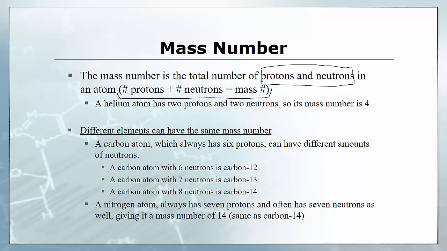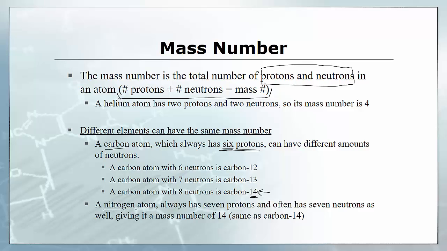So for example, the carbon atom always has 6 protons, but we can have a different number of neutrons. A carbon with 6 neutrons is called carbon 12, 12 being the mass number of protons and neutrons. The carbon with 7 neutrons is called carbon 13, and carbon with 8 neutrons is called carbon 14. Carbon 14 and 13 are radioactive, and they become carbon 12 over time. We'll get back to that later. But here, the carbon 14 atom has a mass number of 14.